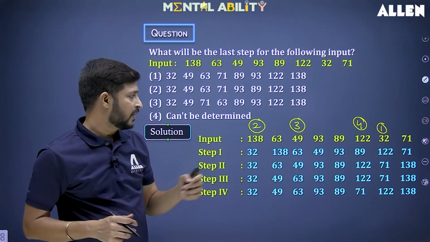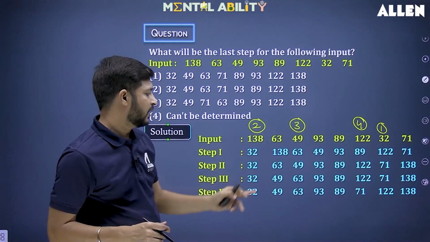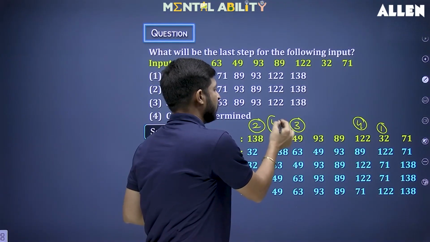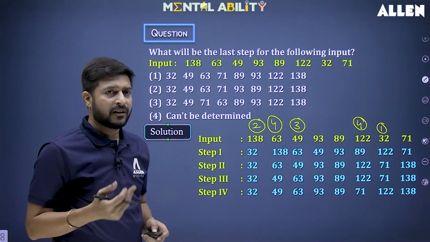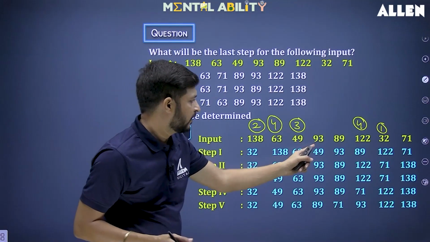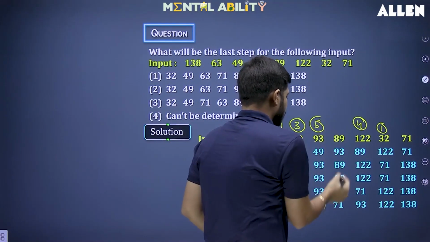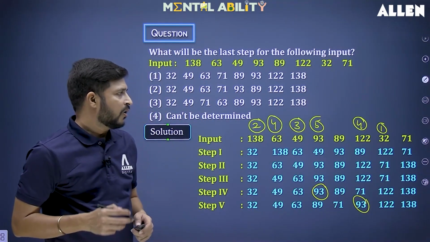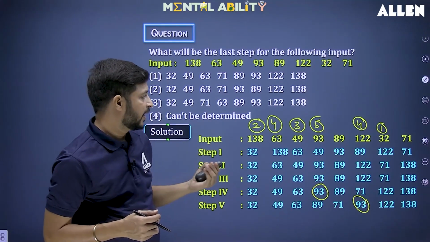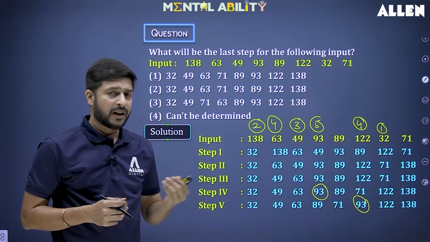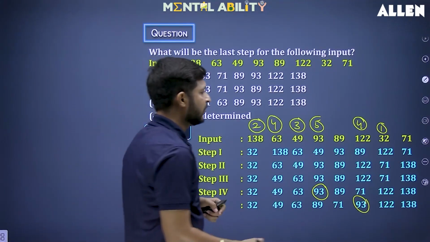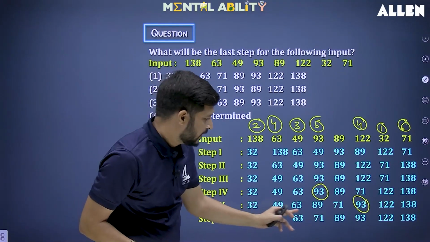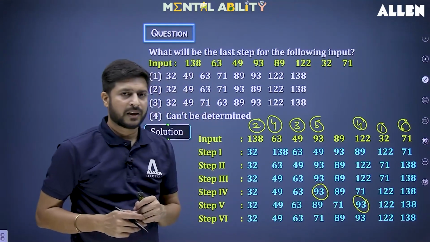Now after that, the number just greater than 49, which is 63, is automatically arranged. So this will not count as a step. So this will be step number 4. But in step number 5, what exactly will happen? This 93 will be shifted from this particular place to this place, to the left of 122. Now after that, we know that the number just greater than 63 will be placed to the right of 63, so 71 will come over here, and if you bring 71 over here, you will notice that now all the numbers are arranged in ascending order.